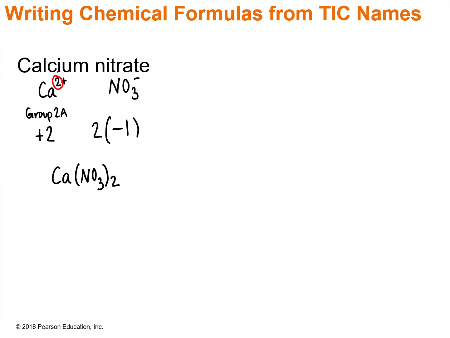Notice that the 2 in the charge of the calcium is now on the outside of the parentheses for the nitrate ion. Since there's only a -1 for the nitrate, we don't write a 1 here. But you can just imagine a 1 if you'd like, if it makes you feel better.